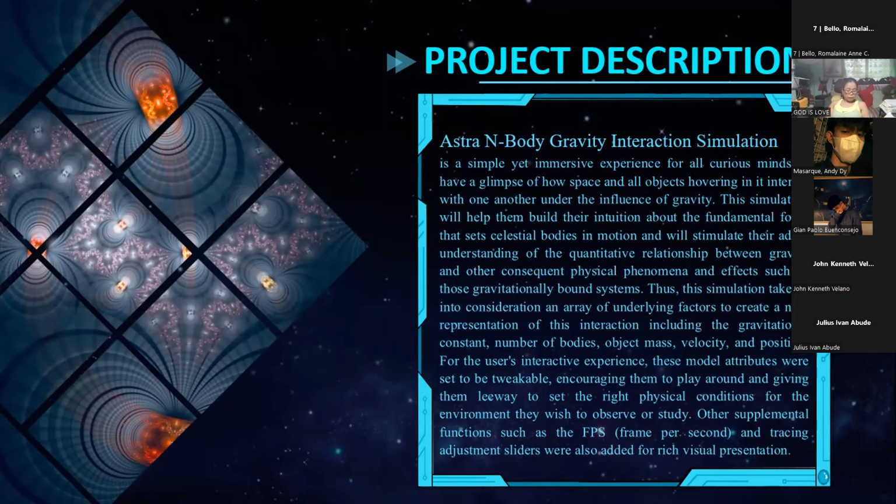To effectively facilitate this, we include all the necessary parameters that are crucial for the said phenomena, including the gravitational constant, number of bodies present, body's mass, velocity, and position. All of these were set to be highly tweakable so that the users can play with these attributes and really know for themselves the effects of how changing these physical values alter the body's behavior in one way or another. Now let me call on Mr. John Paul Beltran for the project scope.